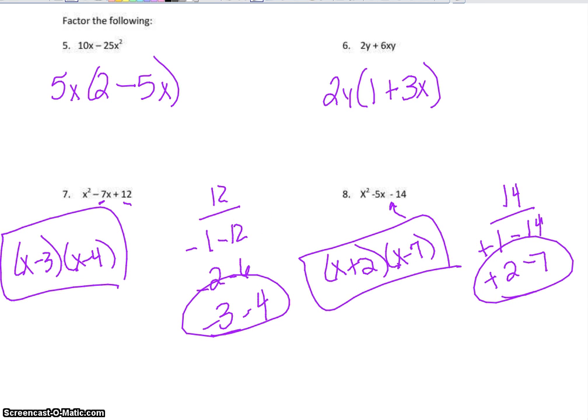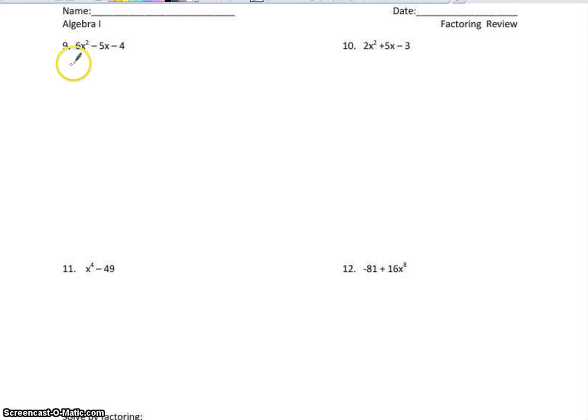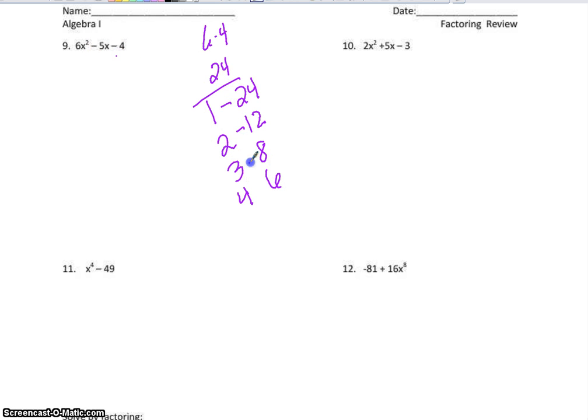Going to the next page. When you factor number 9, you notice that there is a number in front of x squared this time. So 6 times 4 is 24, and that's what you find the factors of. 1 and 24, 2 and 12, 3 and 8, 4 and 6. Signs are different. The largest one is negative, which means the small one must be positive. They need to equal -5, so you're going to use 3 and -8.